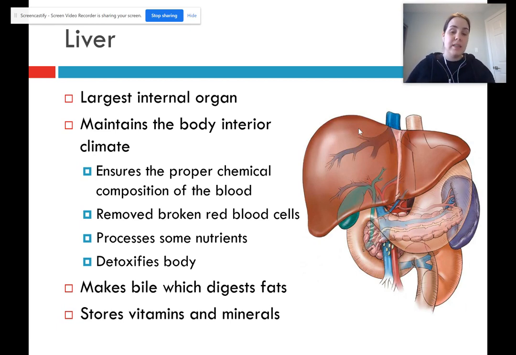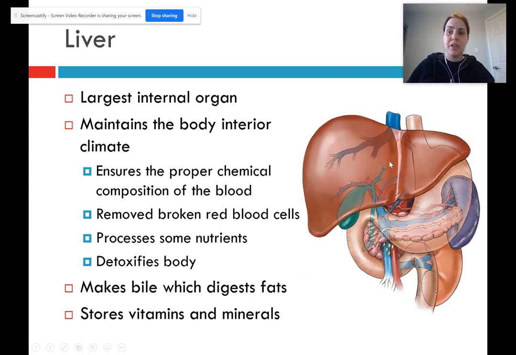Some of the big things that your liver is involved in is making sure your blood has the proper chemistry, blood composition, and chemical makeup. It removes broken red blood cells from your blood. It helps process some nutrients. It helps detoxify your body, so take bad things out of your blood. It also produces something called bile, which is another juice, a digestive juice that helps you digest fats. And there are a lot of vitamins and minerals that are stored in your liver long term.